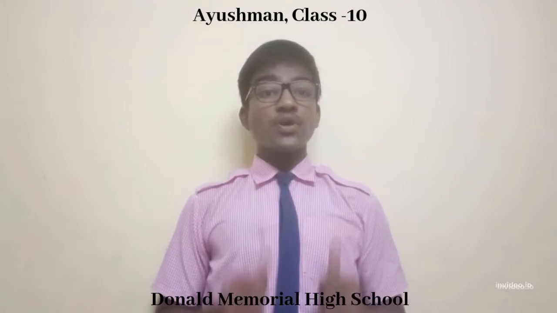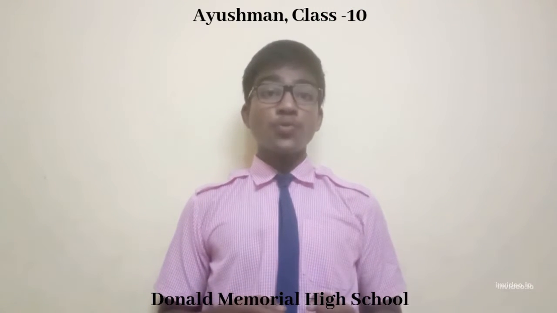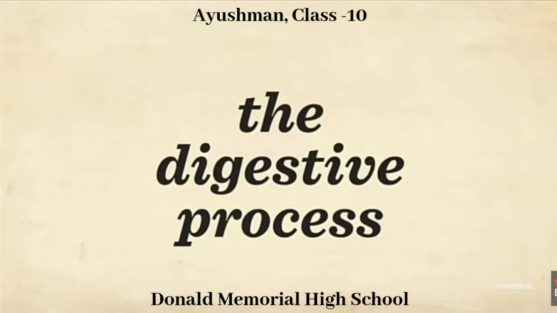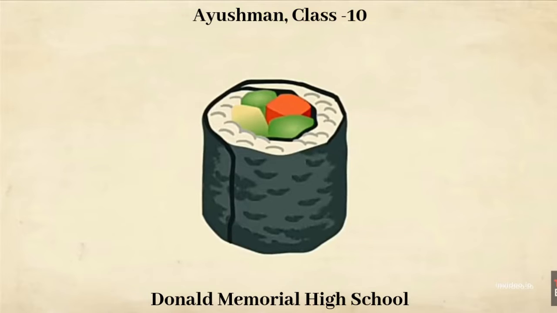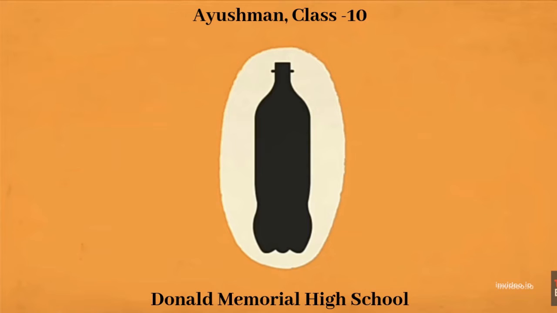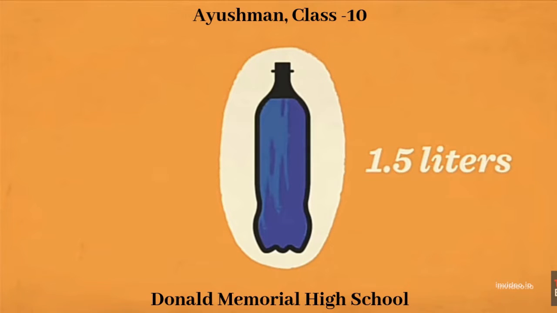Today, in this video, I am going to tell you how the human digestive system works. Digestion starts when we see the food and our salivary glands secrete saliva. Saliva consists of an enzyme called amylase, which starts breaking down the carbohydrates right in our mouth.